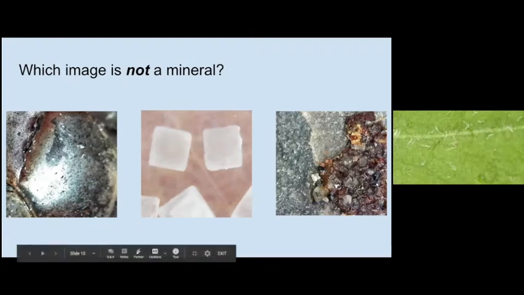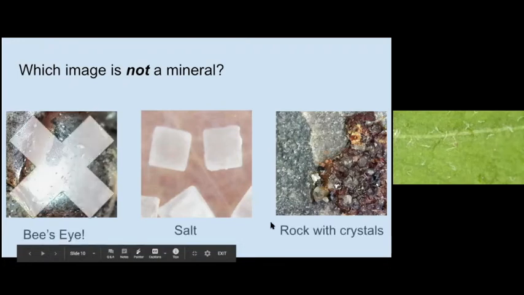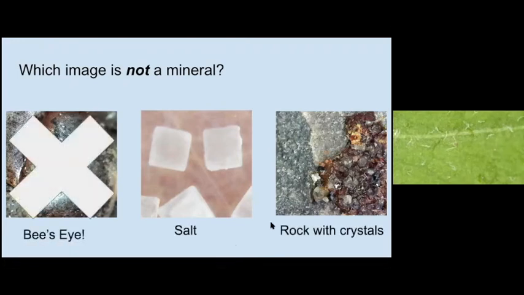I thought I was going to be able to trip you guys up with this one because it's kind of shiny, but that first image is in fact a bug eye. Yes, so that is not a mineral. It comes from an animal, and then the other 2 photos come from salt and a rock. So again, observations were great. They led you to the same correct conclusion.